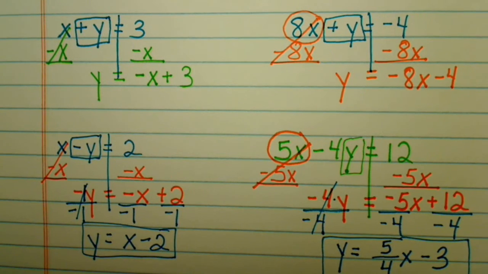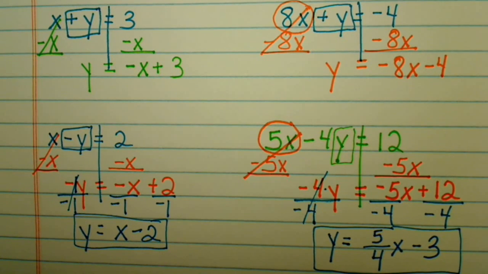Okay, so there were 4 examples of how to change from standard form into slope-intercept form.